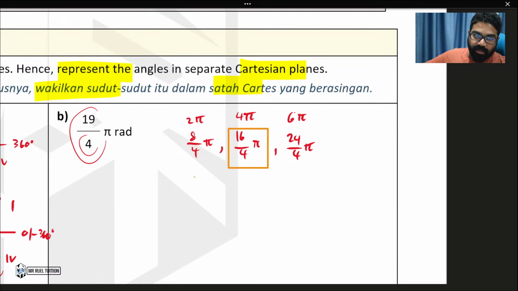So, tolak lah. Minus lah. 19/4. Kalau kita nak tahu kedudukan dia, you want to know the position. 19/4 pi tolak 16/4 pi. What do we get? 3/4 pi.